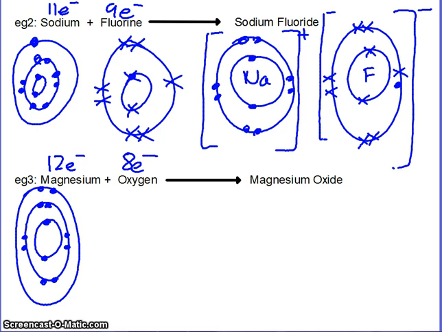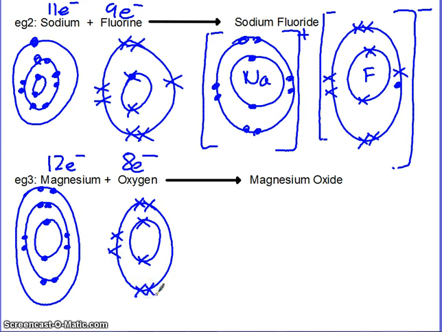I'll carry on now. So magnesium group 2, 2 electrons in the outer shell. Oxygen, 8 electrons. So let's draw those. 2 electrons in its inner shell, and then 6 electrons in its outer shell. So what happens when we put magnesium in oxygen?